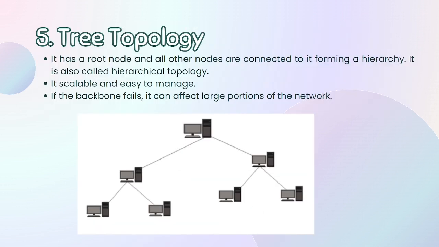Number 5, tree topology. Tree topology has a root node, and all nodes are connected to it, forming a hierarchy. It is also called a hierarchical topology. If the backbone fails, it can affect large portions of the network.